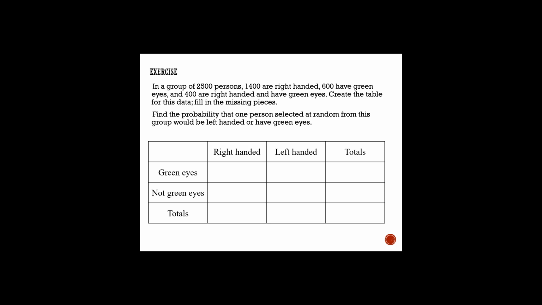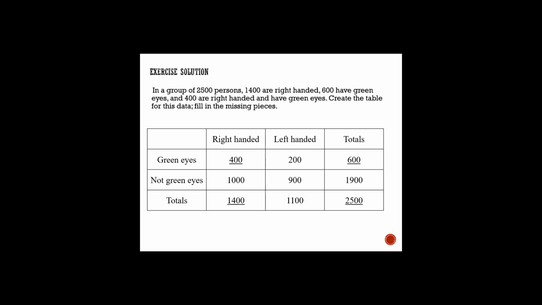Once that's done, you want to find the probability that one person selected at random from this group would be left-handed or have green eyes. Now, is this mutually exclusive? Ask yourself that question, and then you'll know which formula to use. Be sure you try this completely using the previous pages that we worked before you look at your answer or continue the tape.